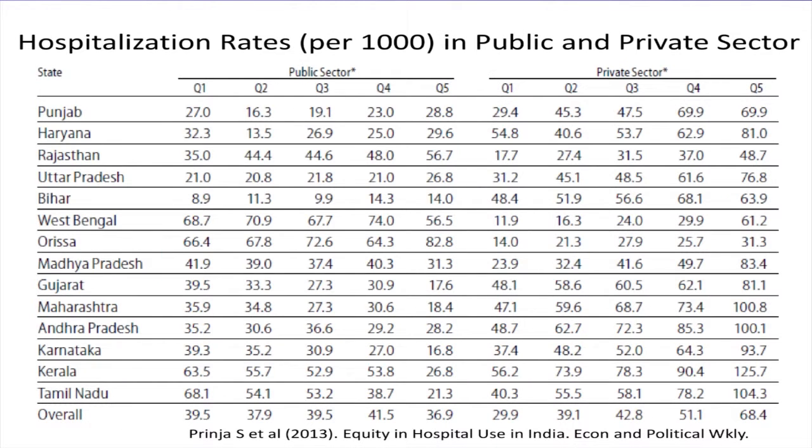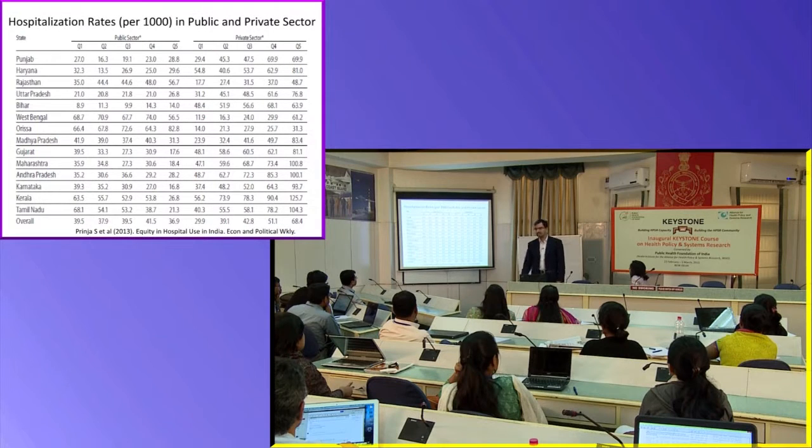You look at the hospitalization rates across different states in the public and private sector, and what you find is that at the overall level it is not too much different, 39% to 29 to 36. If you look at the private sector, it is 29% here and 68% in the richest. Which do you think is more equitable? Public. But then there is a lot of variation across different states.